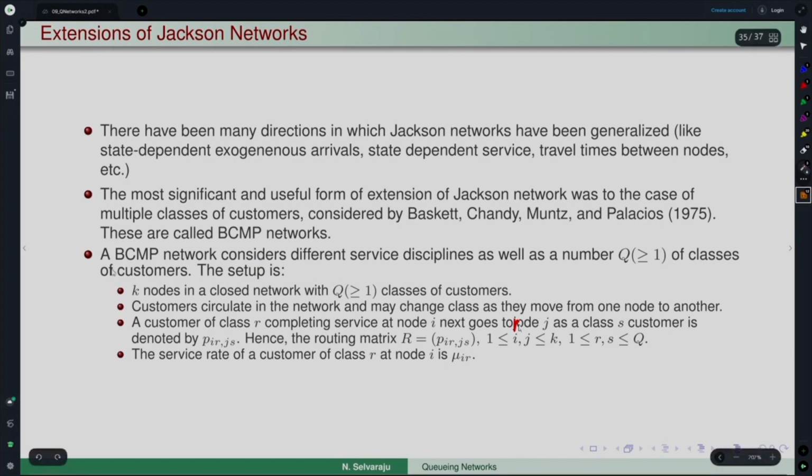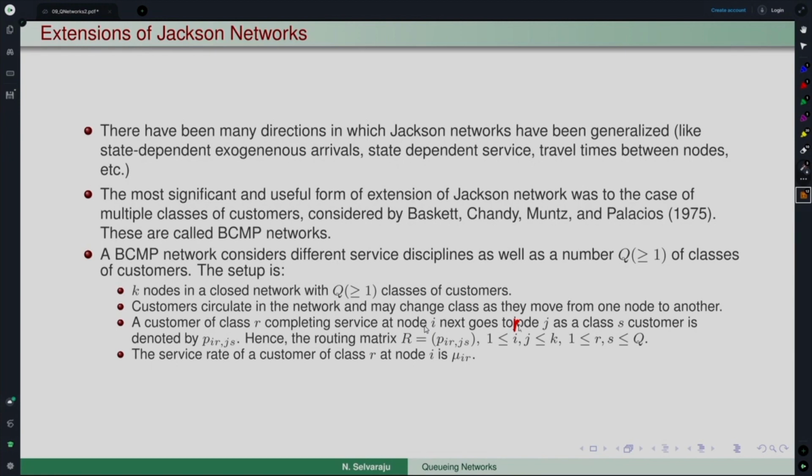This BCMP network considers different service disciplines as well as different classes of customers. Say there are Q classes of customers. So, you have as usual K nodes and Q classes of customers. Customers circulate in the network and may change class as they move from one node to another. This is a main feature: they do not remain in the same class as they move through the network. They keep changing their classes, right.